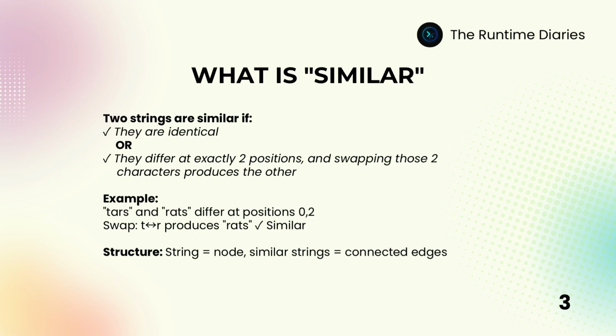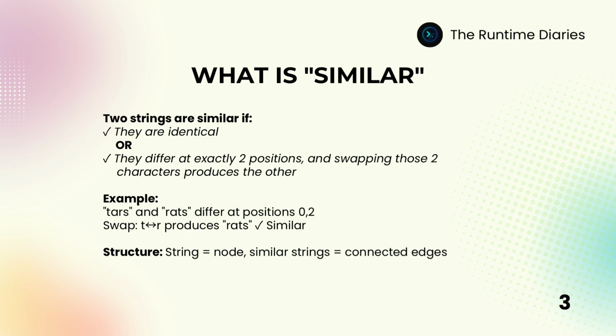Let me define similar more precisely, because this definition is critical to solving the problem. Two strings are similar if one of these conditions is true. The first condition is they're completely identical. Every character matches. That's easy. The second condition is that they differ at exactly two positions, and swapping those two characters in one string produces the other string. Let me give you a concrete example.